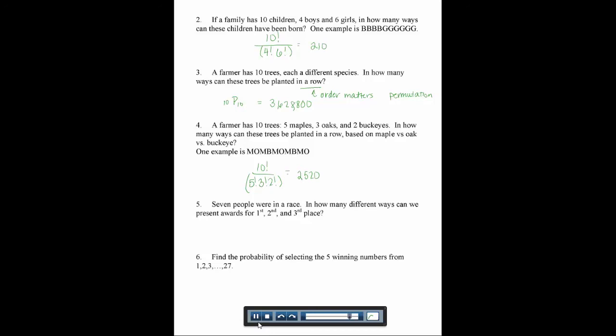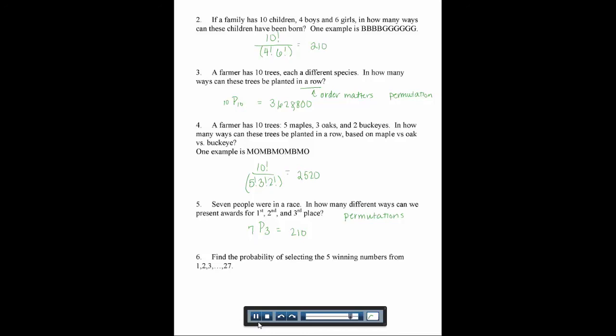Okay, number 5 says 7 people were in a race. How many different ways can we present awards for first, second, and third place? So here, especially the person who wins thinks the order definitely matters. So again, we're going to use permutations here. So there were 7 people in the race, and we're placing 3 of them. So this is going to be 7P3. So there are 210 different ways that you could place them.